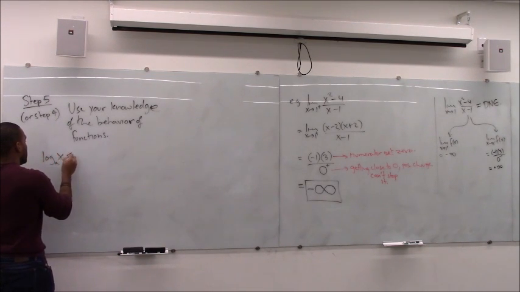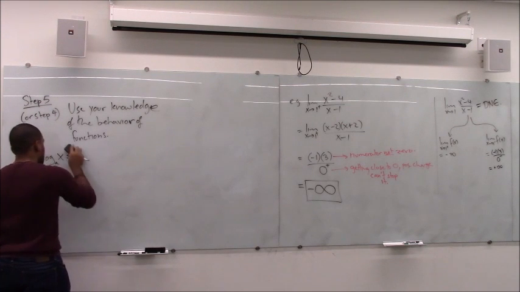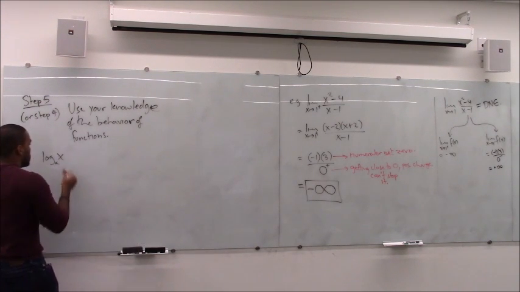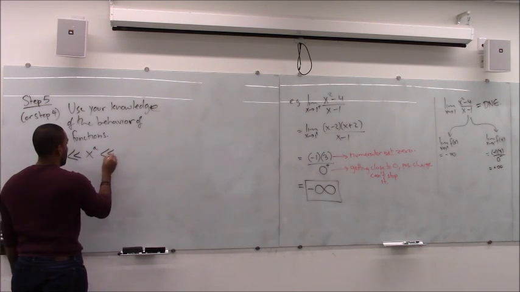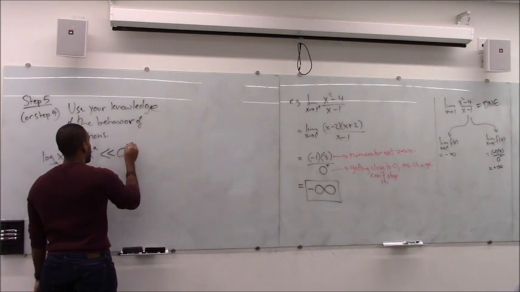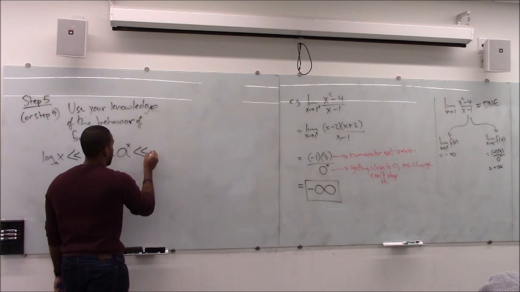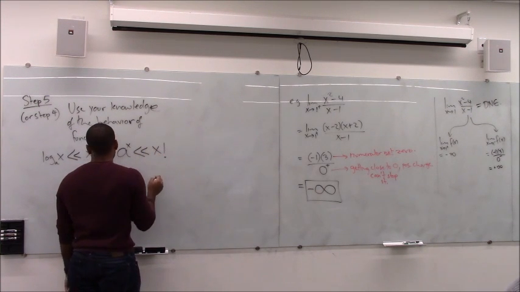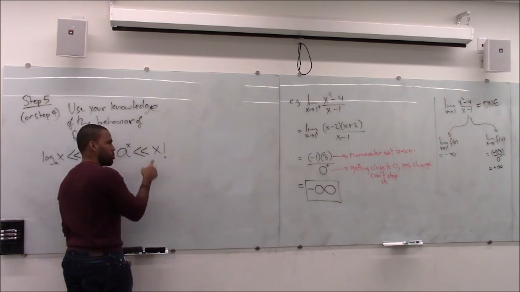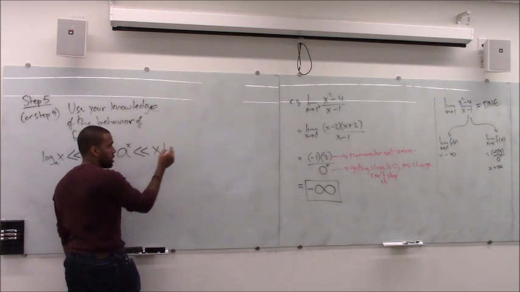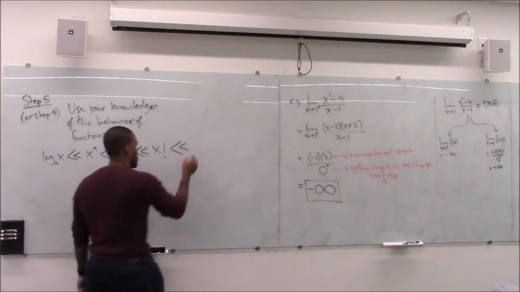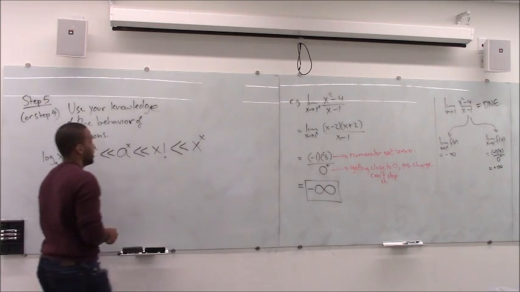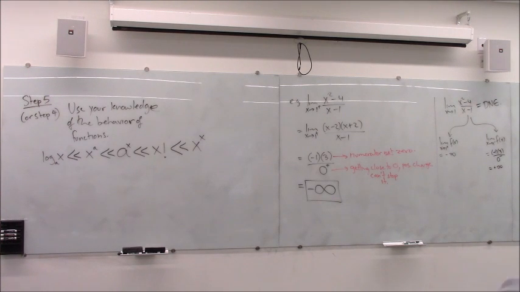Log to the base a. We know that logarithms are much smaller than polynomials, which are much smaller than exponentials, which are much smaller than factorials. That's called a factorial. We're pretty much never going to see that again in this class, but you'll see it in Calc 2 if you have to take it, or something like a probability or statistics class, which is smaller than, say, something like that.